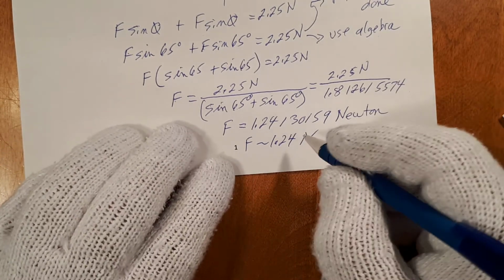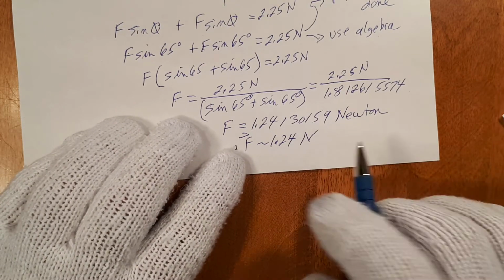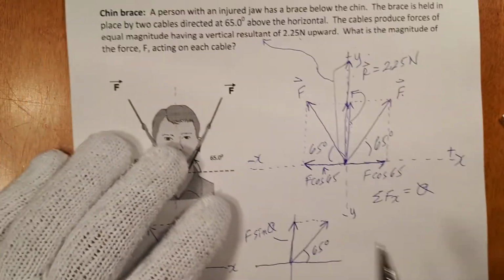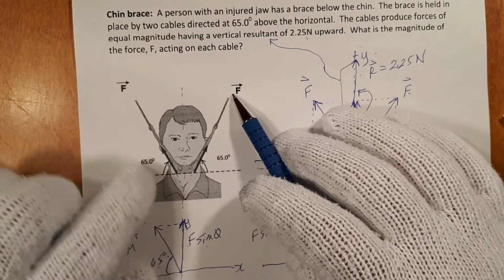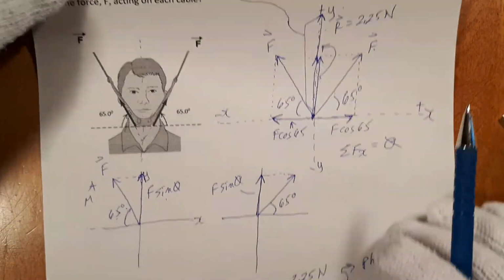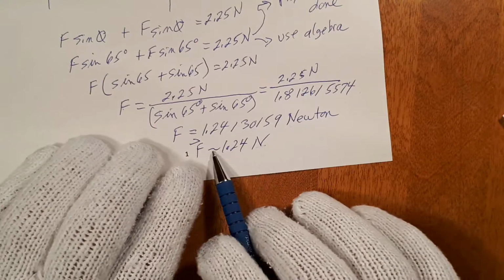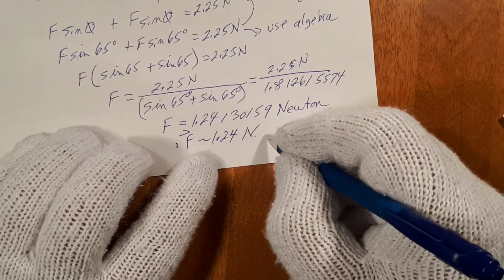All forces have a direction. Remember, this is a vector after all, forces have a direction. So we need to give this a direction. That force is pulling in that direction. This force is pulling in that direction at 65 degrees. A simple way to do that, because we already have a sketch, I just simply write 1.24 newtons in the directions shown.